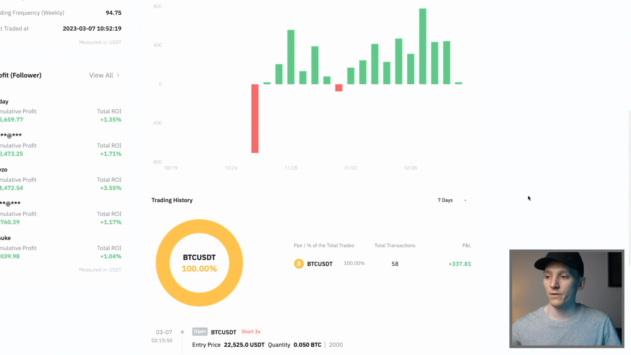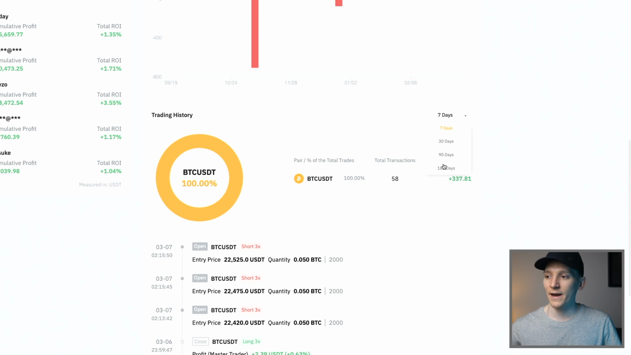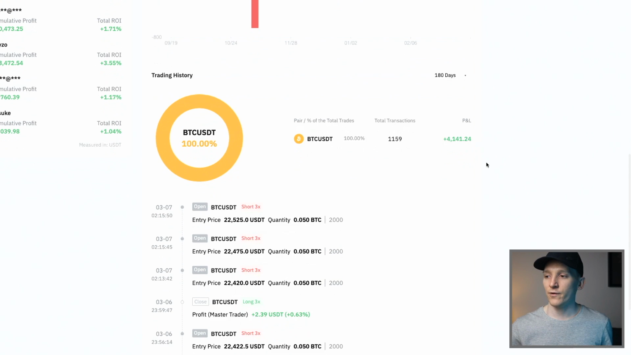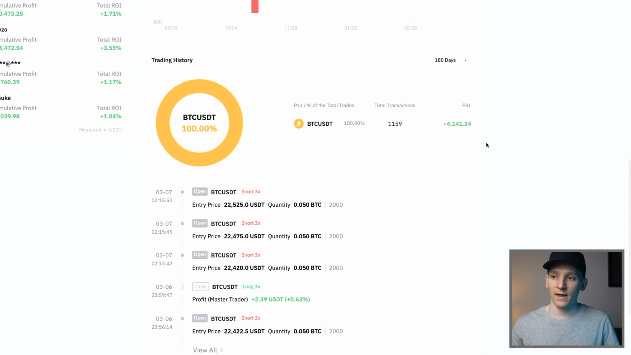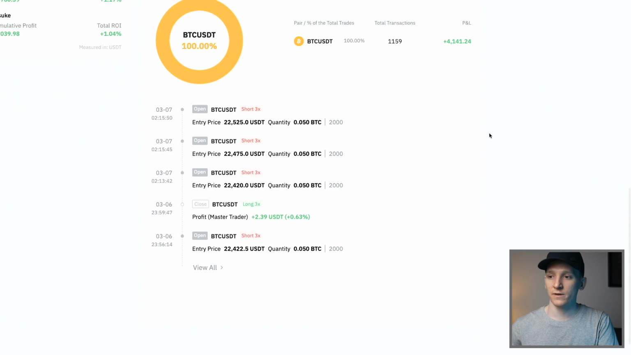So let's see what this trader is actually doing. So I'm going to go 180 days and see which assets they're trading, and it's just BTC. Now I actually like that because if you have a trader that's trading maybe 15 or 20 different assets, they're basically spraying and praying at that point, right? Whereas this trader has just honed in on Bitcoin trading, and it's obviously working for them.